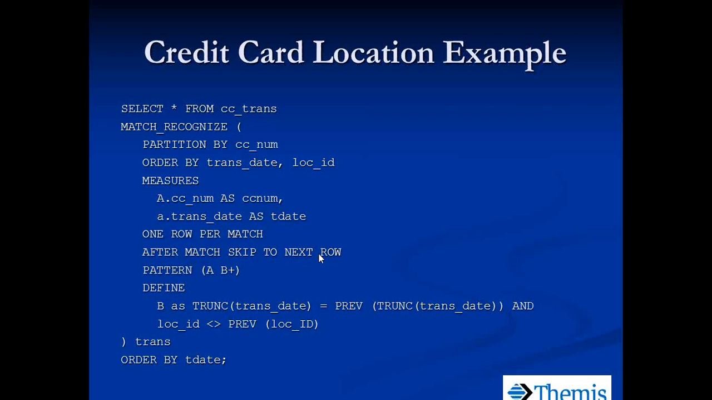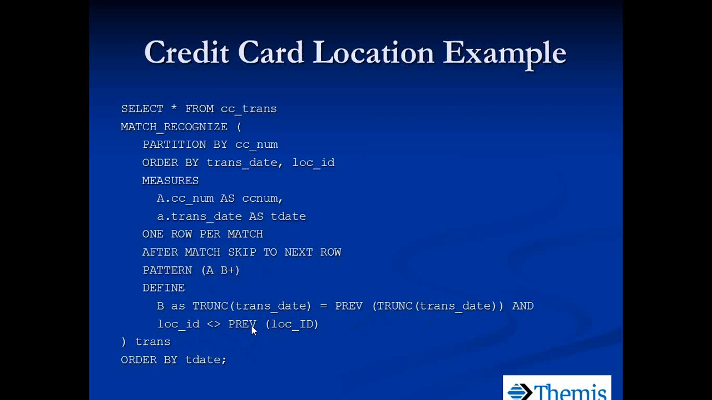And here's my pattern. I'm going to read a row from the credit card transaction table, and I'm going to compare it to one or more other rows. Remember, the plus sign meant one or more, and B just means the next row. Down here, we define B. What does B mean? This is telling me how do I know that I have a match. I'm going to take the date that I just read, I'm going to compare it to the previous date to make sure they're the same. So I have two transactions on the same date. If they're the same date for those transactions, and the location ID is different, then I have a match.